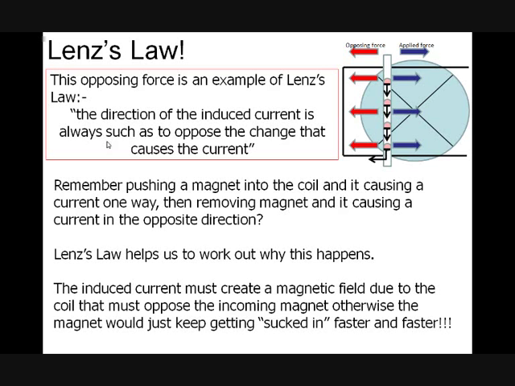Well, this is Lenz's law, and Lenz's law states the direction of the induced current is always such as to oppose the change that causes the current. If you think of things we've done in the lab, when we pushed a magnet into the coil it caused a current one way, then removing the magnet, it causes a current in the opposite direction. And you might be thinking, well, why does that happen? Lenz's law helps us to work out why this happens. If it didn't happen, then you might have a contradiction to the law of energy conservation.